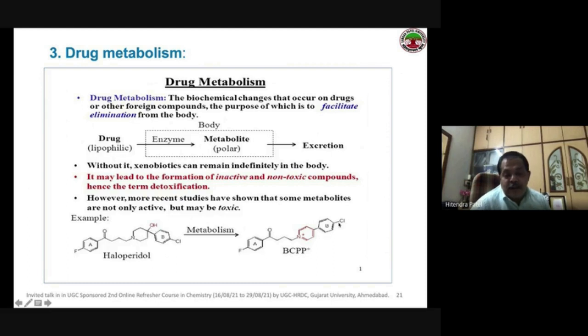OH functionality. So it is still haloperidol, but here we have changes in this ring system. That's why the nature of the drug molecule has changed, and that's why the efficacy changes. And then you can understand how the drug molecule is eliminated.